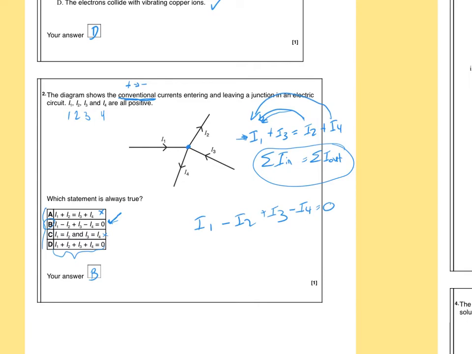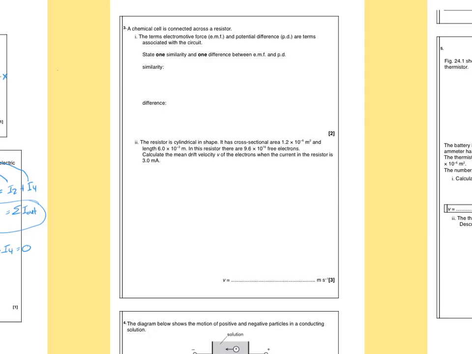Now for question 3, I'm going to ignore the first part because this is what we're going to look at later in the next video. It says a chemical cell is connected across a resistor. The resistor is cylindrical in shape, meaning that it's got a cylinder shape. Its cross-sectional area, so I know its area is 1.2 times 10 to the minus 6 meters squared.